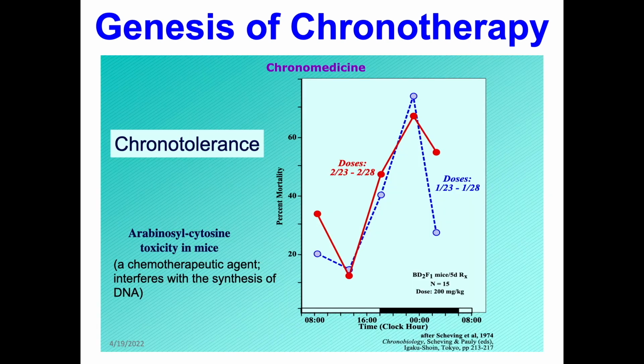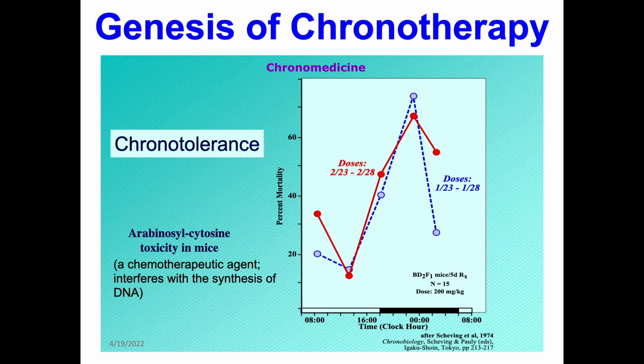With this, research in the field of chronotherapy began, and perhaps the experiment by Sothern et al. in 1974 is the first experiment that established the concept of chronotherapy. They used a chemotherapeutic agent, arabinosyl cytosine, examined the toxicity of this agent in mice, and studied the percent mortality on account of this drug.